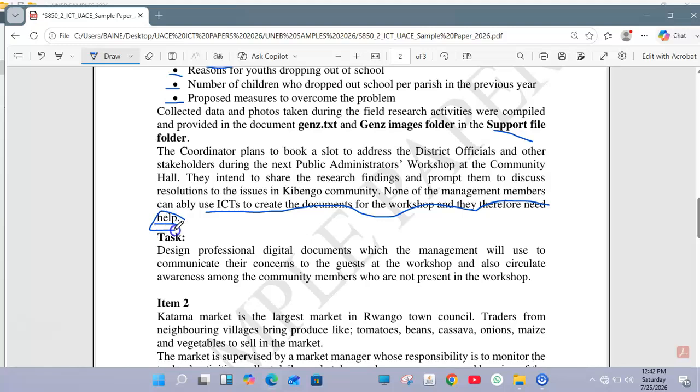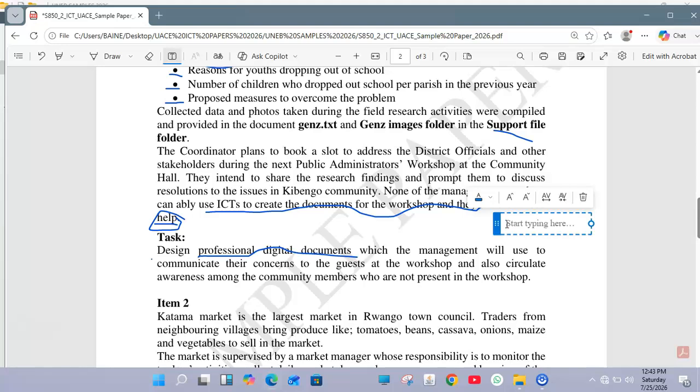So, your task as a senior student of ICT is to design, and I repeat, design professional digital documents which the management will use to communicate their concerns to the guests at the workshop, and also saturate awareness among the community members who are not present at the workshop. So as a Senior 6 student, what you are supposed to come up with now is here.